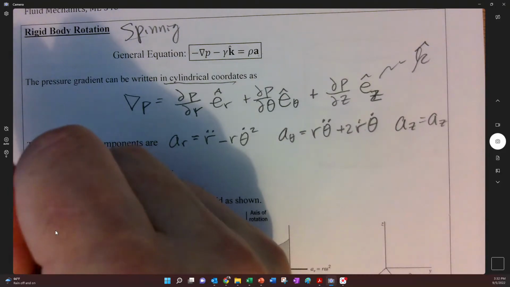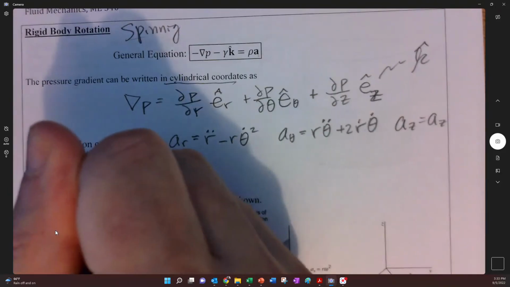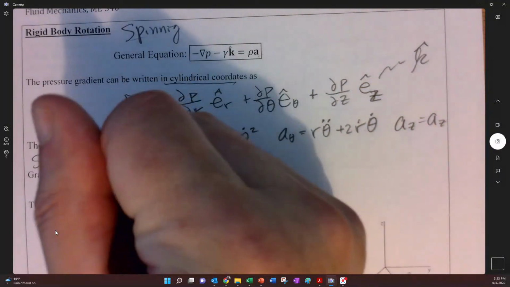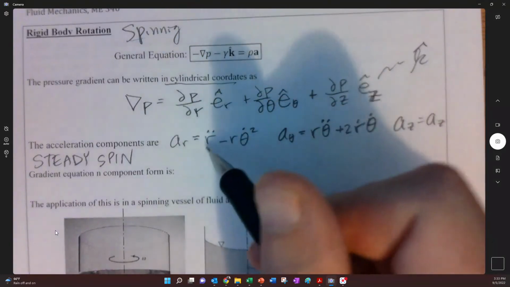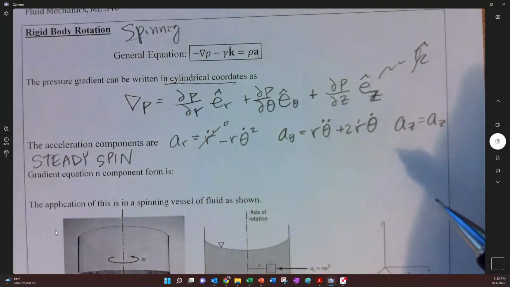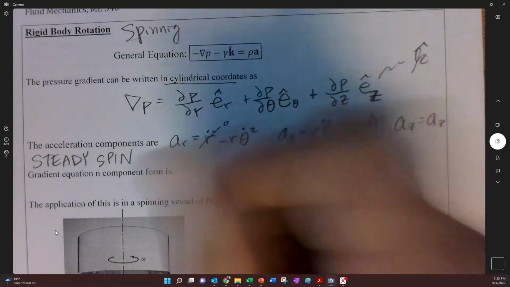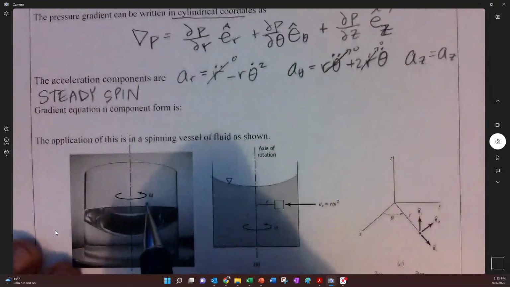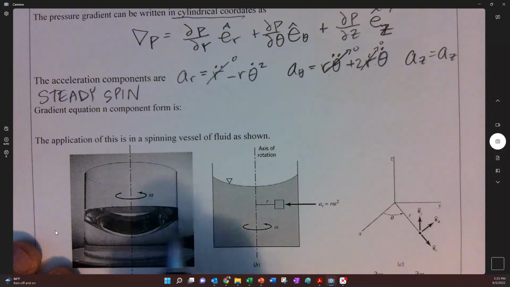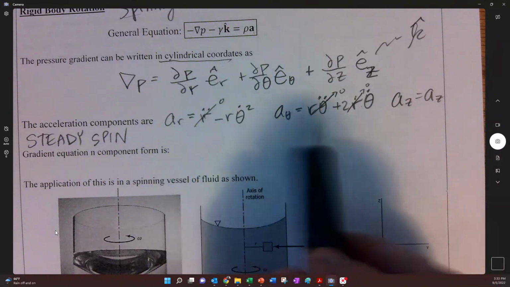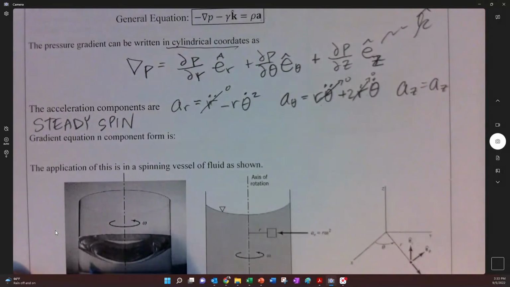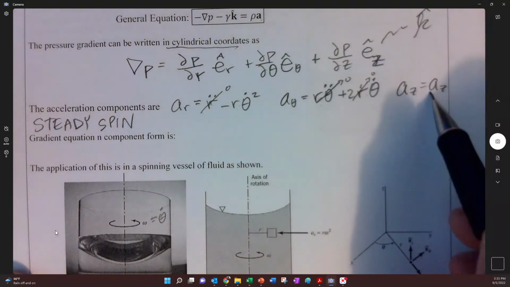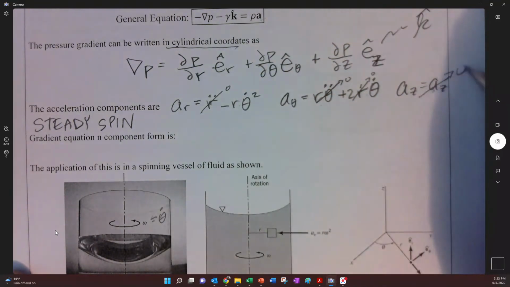But we're dealing with something that's steady. Even though it's accelerating, that doesn't mean it has uniform acceleration. It's only spinning. So a steady spin means that theta double dot is 0, and also r dot is going to be 0. We're spinning the liquid, but none of the particles are moving outwards, which is why r dot and r double dot are 0, and we're spinning at a constant rate, omega, the same thing as theta dot. So that stays in, and nothing is moving in the z direction, so that's 0.